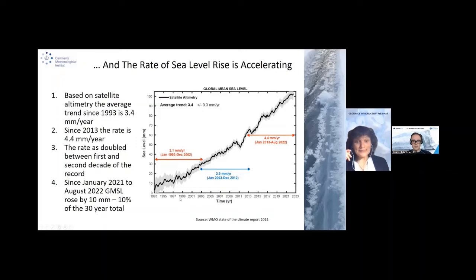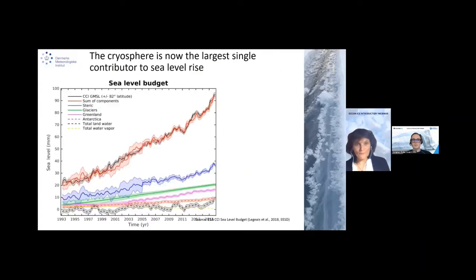I think this was a statistic that gave me a little pause when I read it: 10% of the sea level rise over the last 30 years was actually in the 18-month period from January 2021 to August 2022. So we know that sea level rise does change through time. It can be quite variable on a year-to-year basis, but it's really going quite fast.